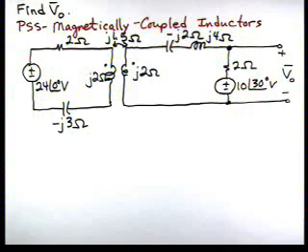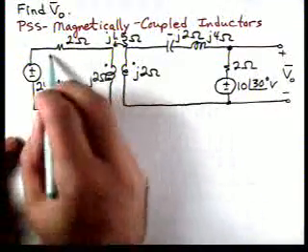In this problem, we're asked to find the voltage V0, and if we note our circuit contains a set of coupled inductors, so we're going to be utilizing the problem-solving strategy entitled magnetically coupled inductors. And if we look at that strategy, it says first assign mesh currents. So let's assign mesh currents.